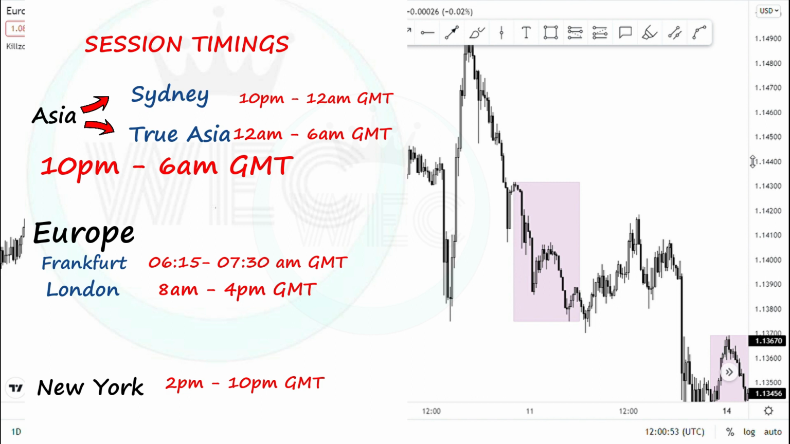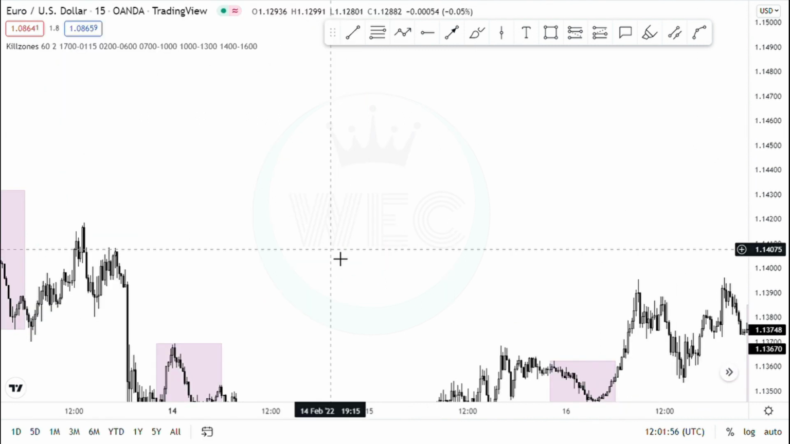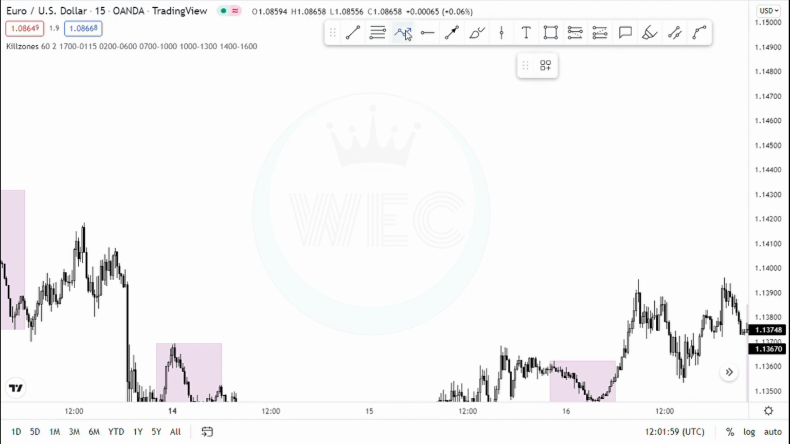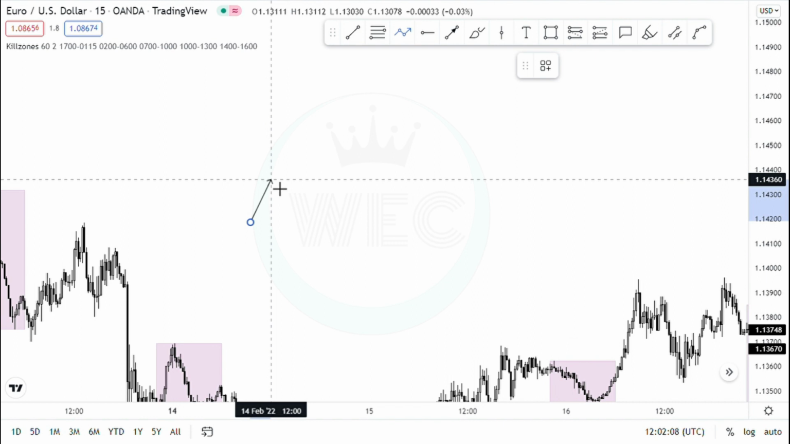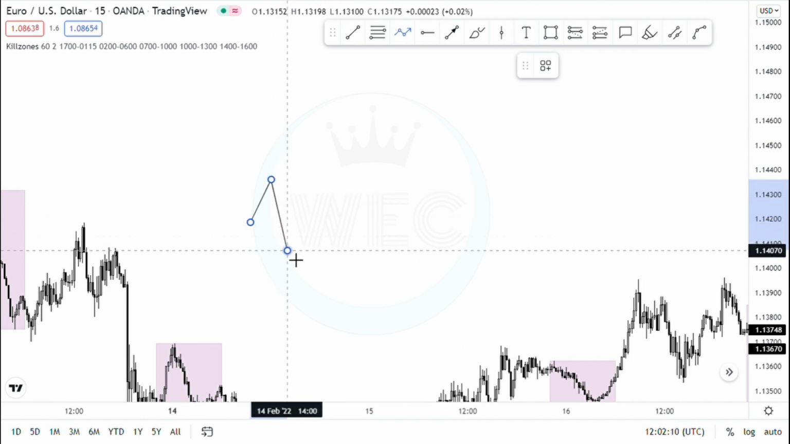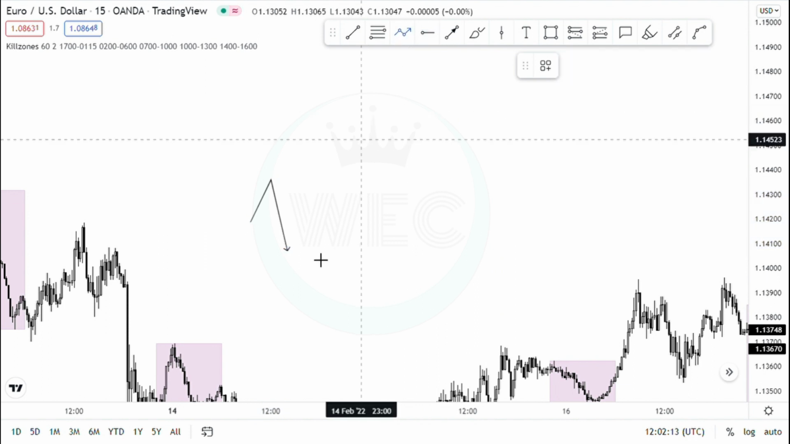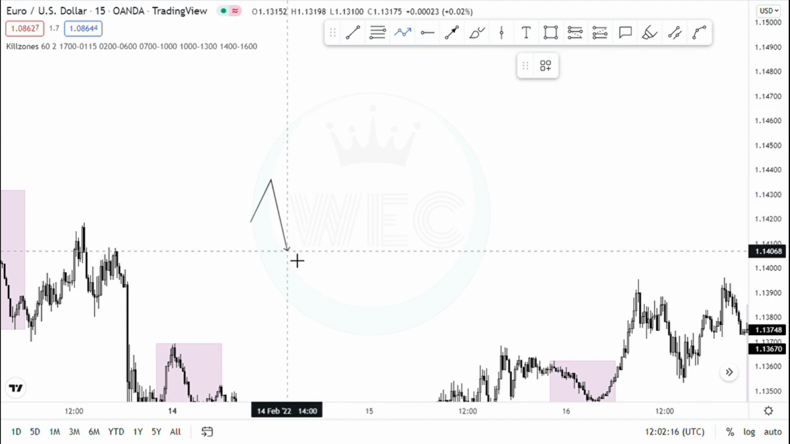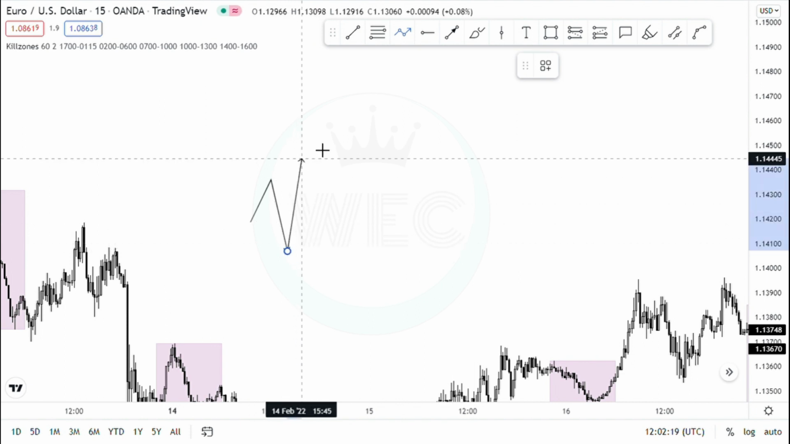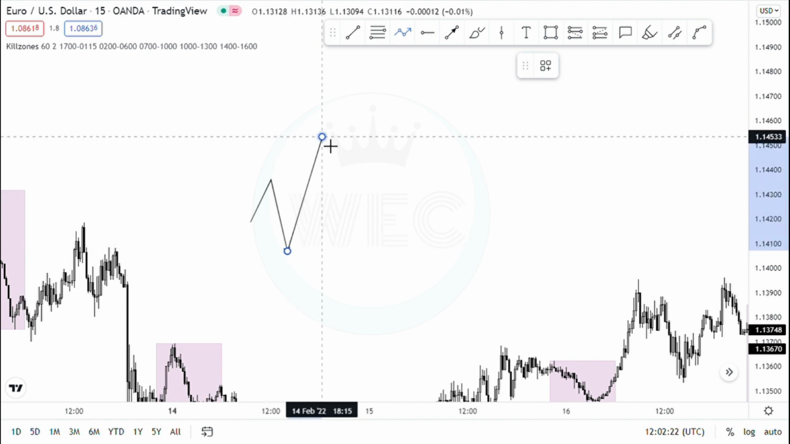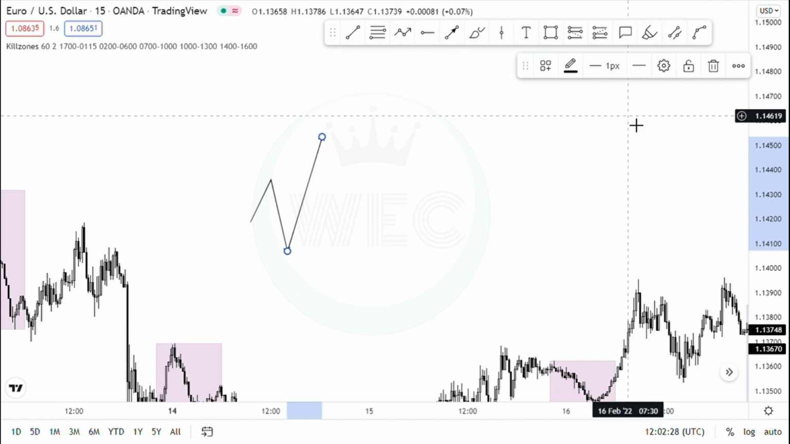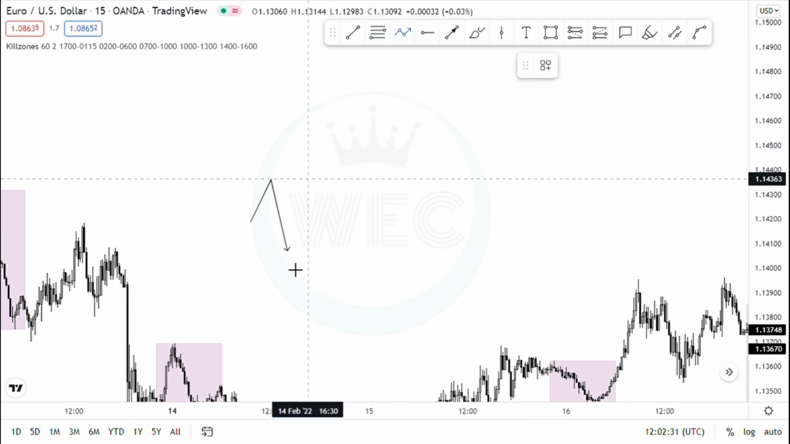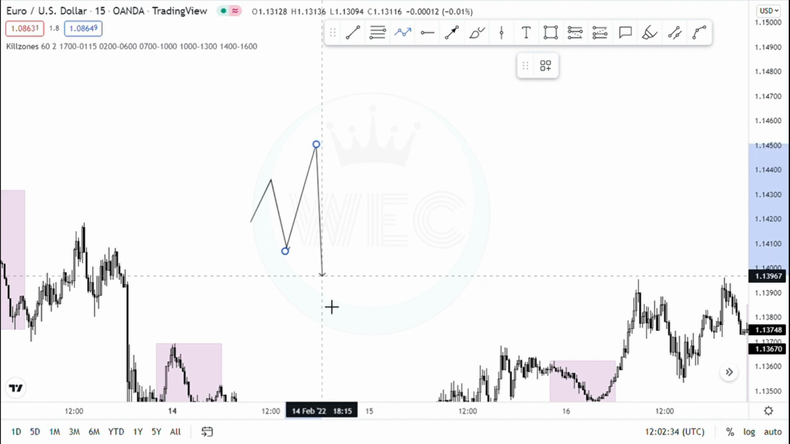So how does the Asian session look like? Let me first start with this drawing of how the Asian session looks. Like I said, the Sydney begins at 10 p.m. So between 10 p.m. and 12 a.m. we have the Sydney highs and lows printed. Then we're going to have the True Asia begin from 12 a.m. So between 12 a.m. and 6 a.m. we are going to have the True Asian high and lows printed.